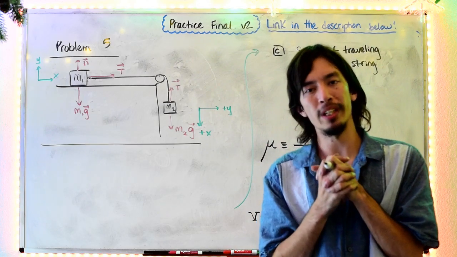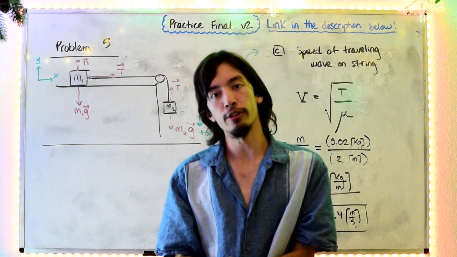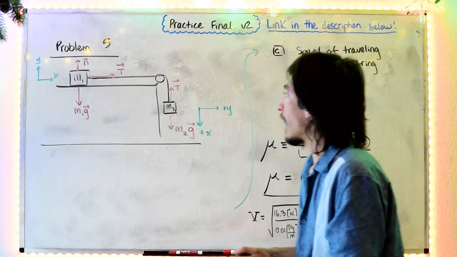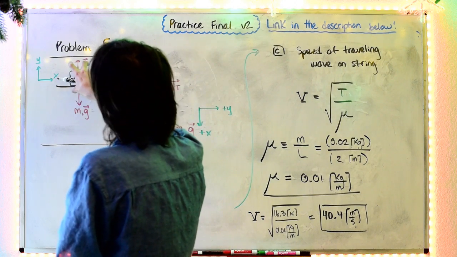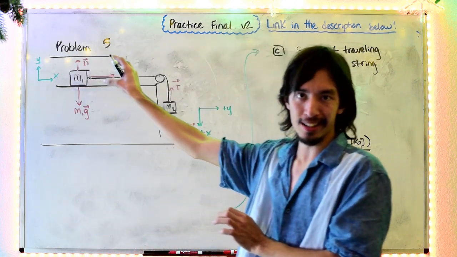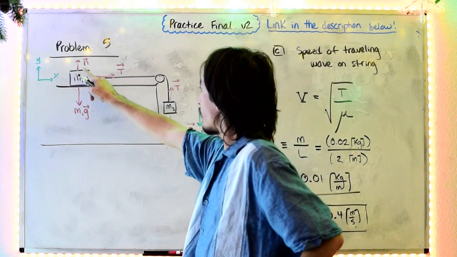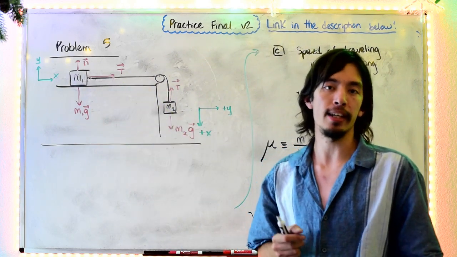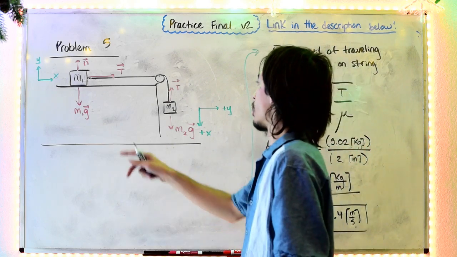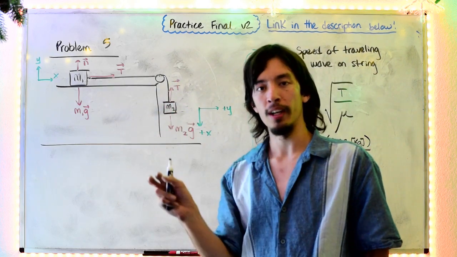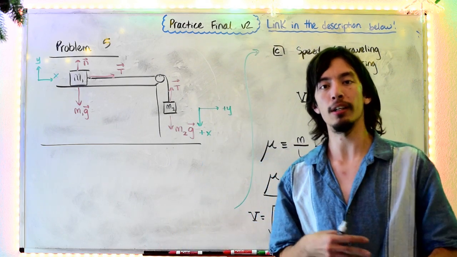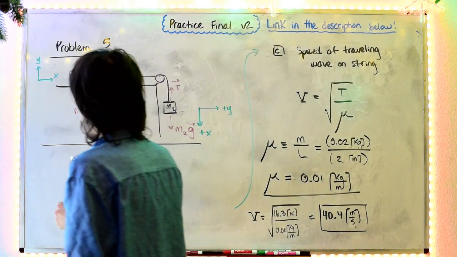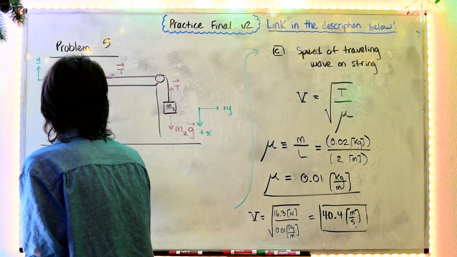The length of the string is no longer 200 centimeters or 2 meters because I said that we are releasing the system from rest, and this will move some distance in half a second, whatever that distance is. But this length will be shorter than 200 centimeters, and we need to figure out how much shorter it is. So what we're going to do is figure out how much it moved by using kinematics.